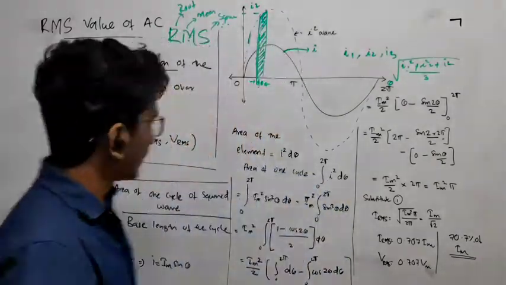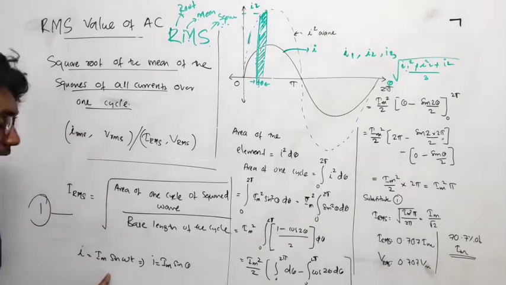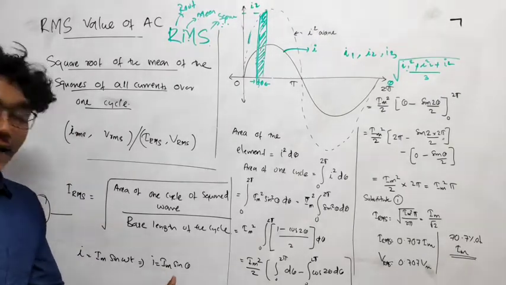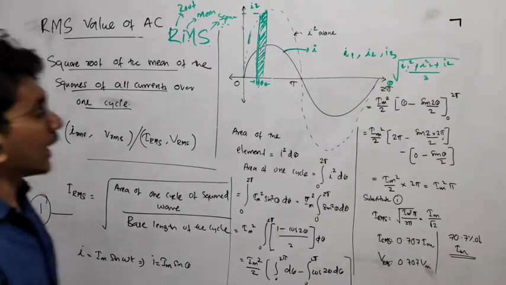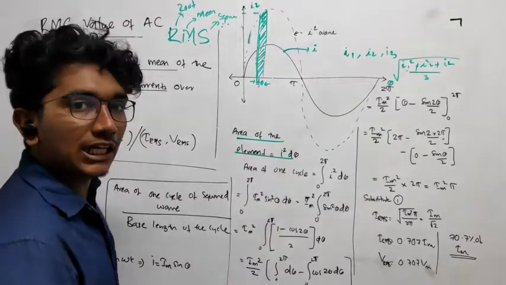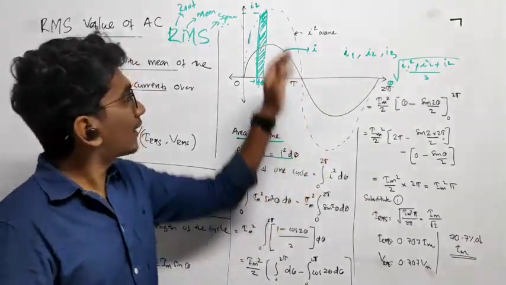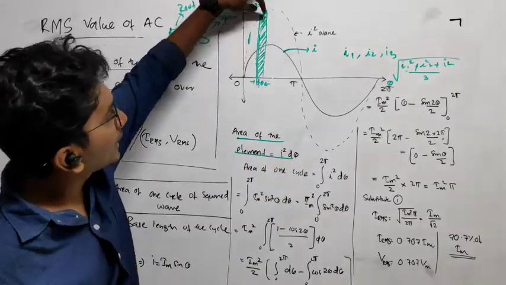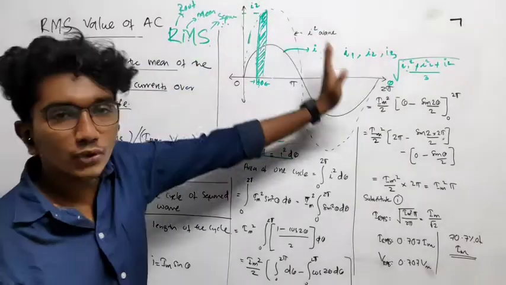Then we know that I is equal to Im sin omega t, which is equal to Im sin theta, and the area of one element is equal to I square into d theta. That is this small area, and what we are going to do is integrate it.